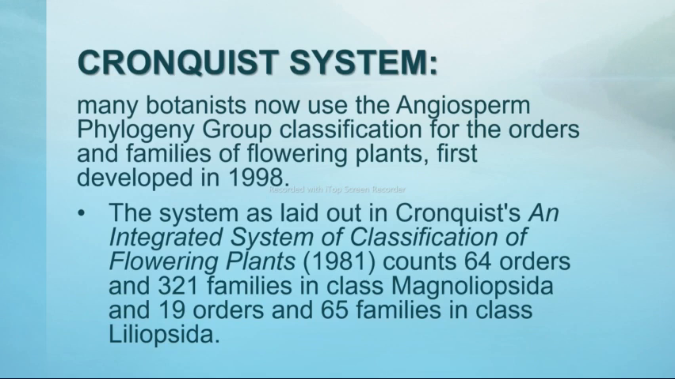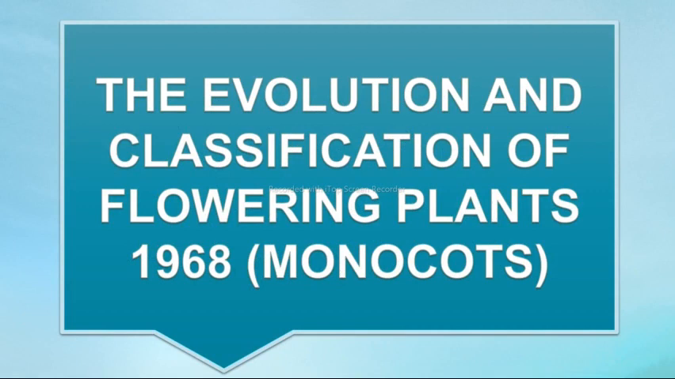The system as laid out in Cronquist, An Integrated System of Classification of Flowering Plants, 1981, counts 64 orders and 321 families in class Magnoliopsida and 19 orders and 65 families in class Liliopsida. Next, I am going to discuss The Evolution and Classification of Flowering Plants, 1968, monocots.